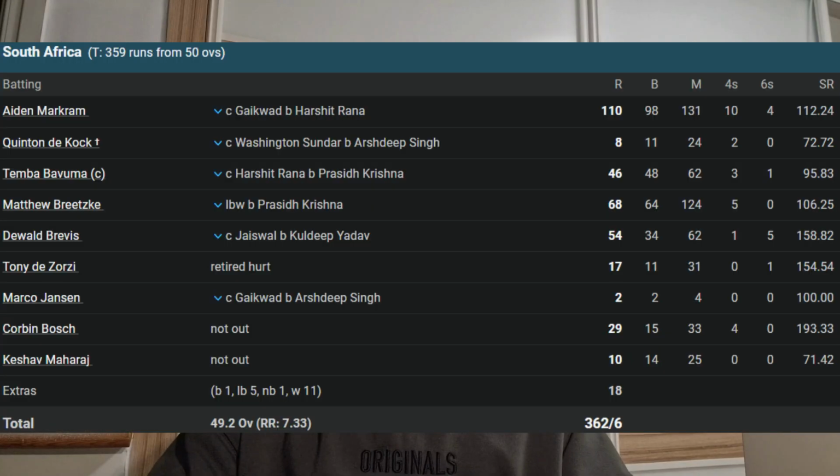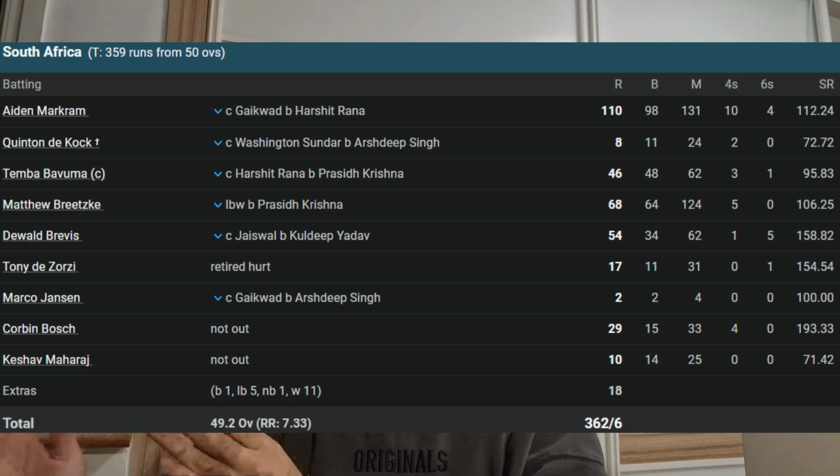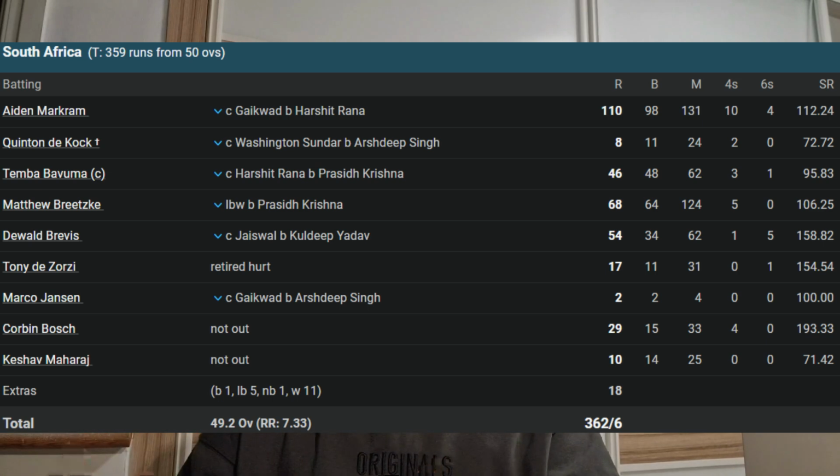Matthew Breetzke played a matured knock. Number 5, Dewald Brevis, played fantastically well. And I think the way that when one player was going, so when Brevis was playing the way he was, Matthew Breetzke played second fiddle, and Markram was going the way he was, Bavuma played second fiddle. So very well done to South Africa there.